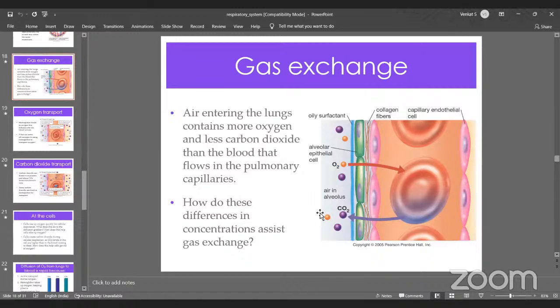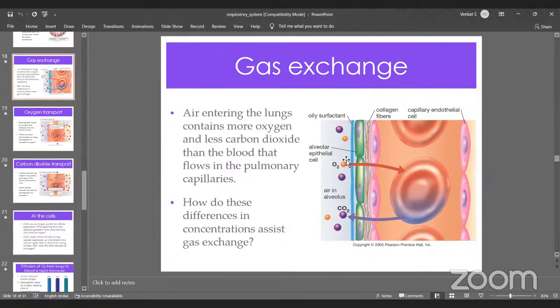How to exchange the cells, internal cells and surface cells. Air entering the lungs contains more oxygen and less carbon dioxide than the blood that flows in the pulmonary capillaries. There is surfactant, collagen fibers, and capillary endothelial cells. Outside of the capillary endothelial cells are the collagen fibers, like muscles. The surfactant is on the upper layer.